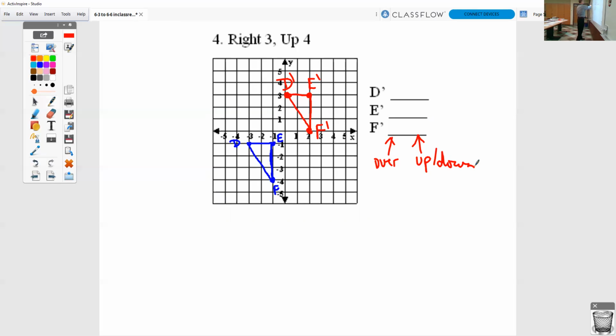So D prime, starting in the middle. Remember, we always start counting from right in the middle at 0, 0. We're going over 0, up to 3. E prime, over to 2, up to 3. F prime, over to 2, up to 0.